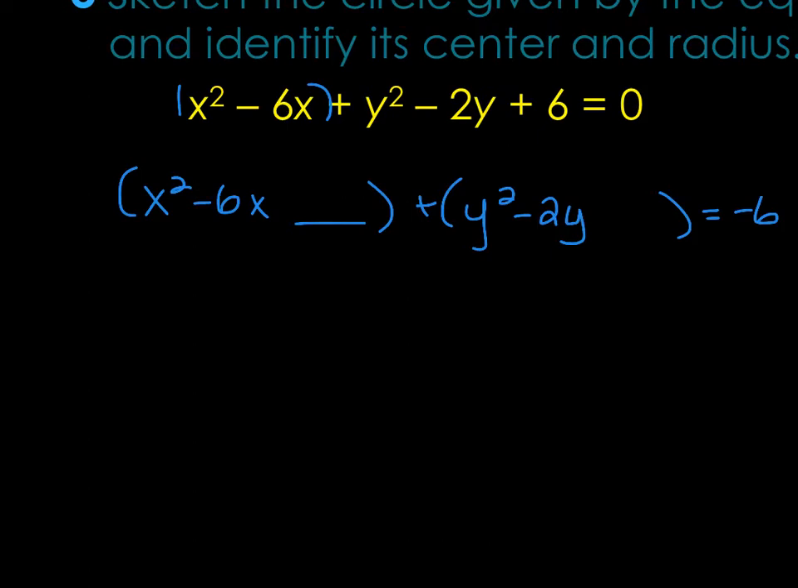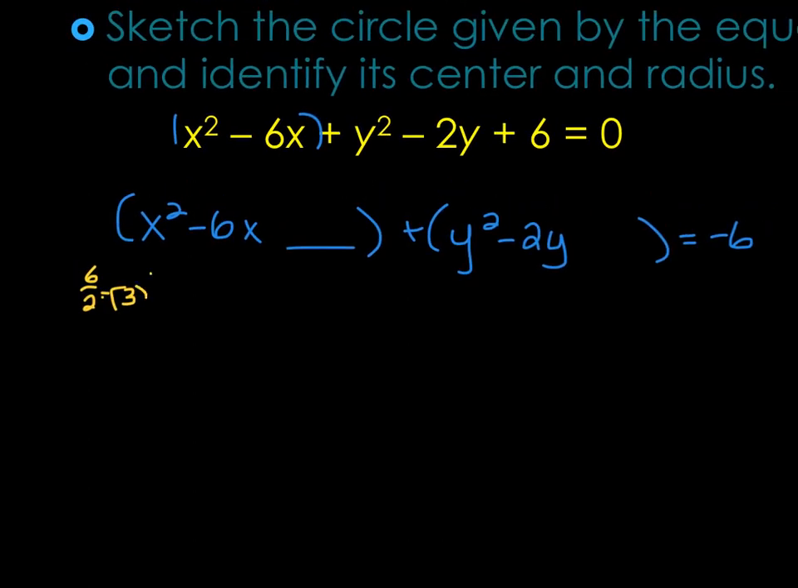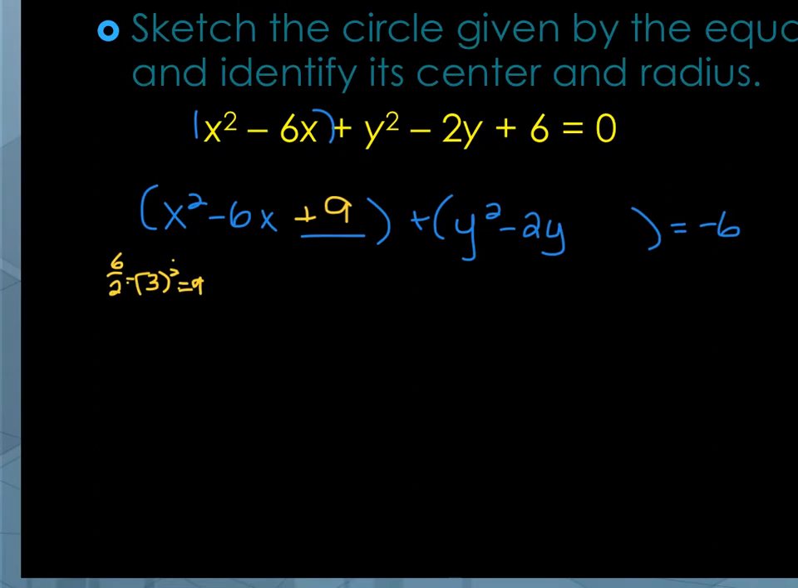First of all, I would check to make sure there's nothing on the squared terms. There's not this time. If there was, I would have to take that out. And then I've got to find the last term by taking the middle term, dividing it by 2, and squaring it. So here I'm going to do 6 divided by 2, which is 3. And then I'm going to square it, and I get 9. I'm going to add it inside the parentheses and also balance the equation by adding it to the other side of the equation.